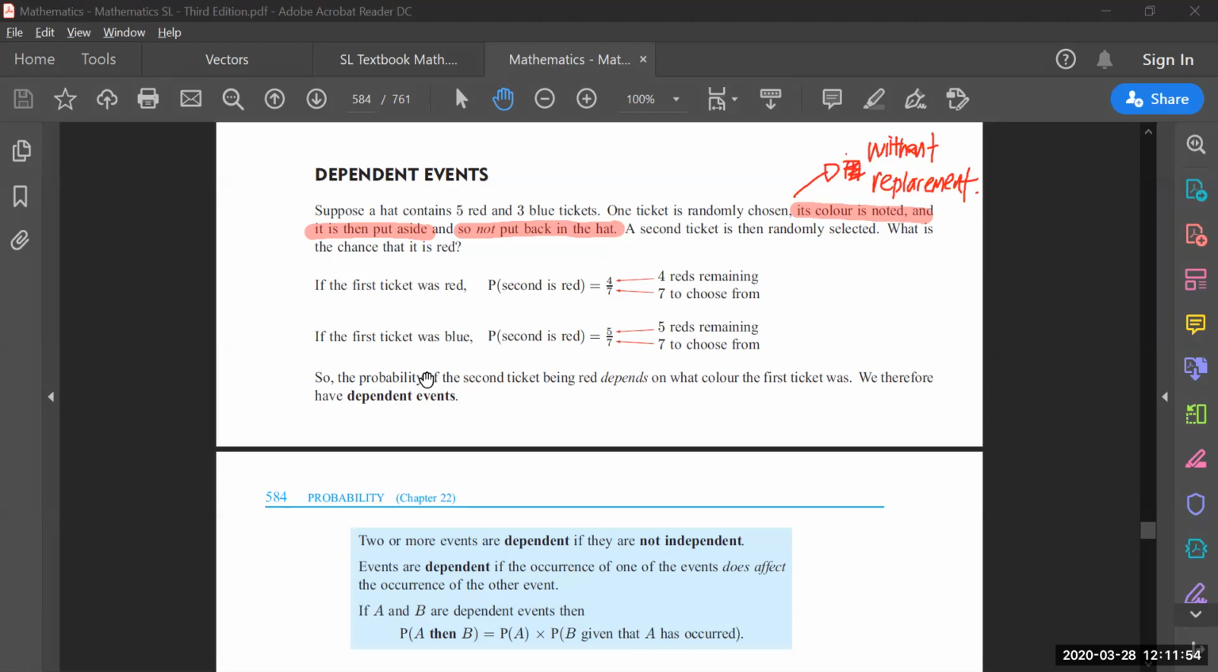So over here, if the first ticket was red, the probability that the second is red will be 4/7. Do you know why? Because originally there were 8. Then when you take out the first one, there's only 7 left inside. So there's 4 red and 3 blue. The probability of the second one being red is 4, because there's 4 reds, over 7 inside the hat.